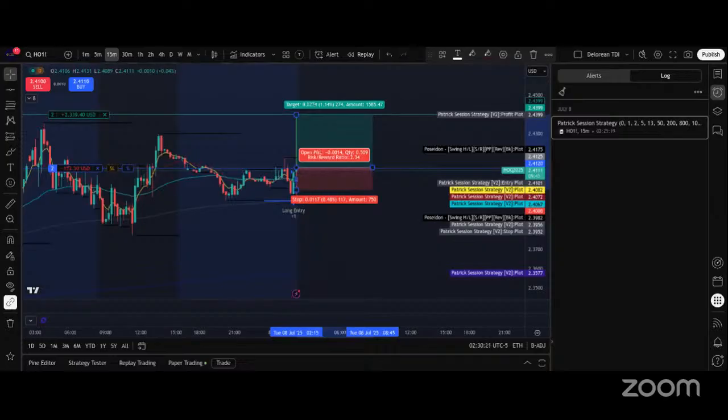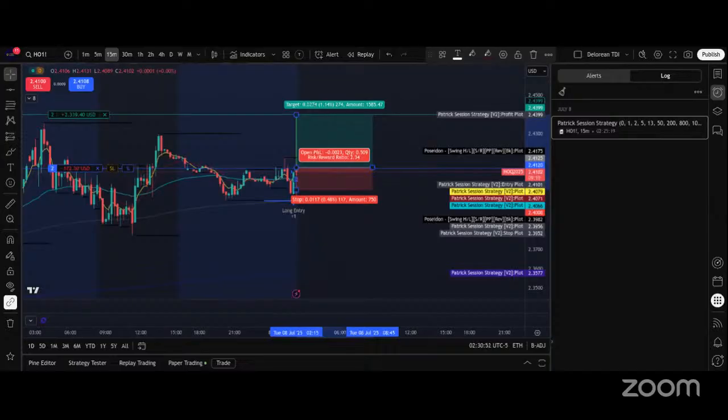And here's our first call of the night. It's going to be a future HO1, 15-minute confirmation. Market execution buy. Entry price is 2.4125. Stop loss is 2.4008 for 117 pips. Take profit is going to be 2.4399 for 274 pips, and a risk reward ratio of 2.34.